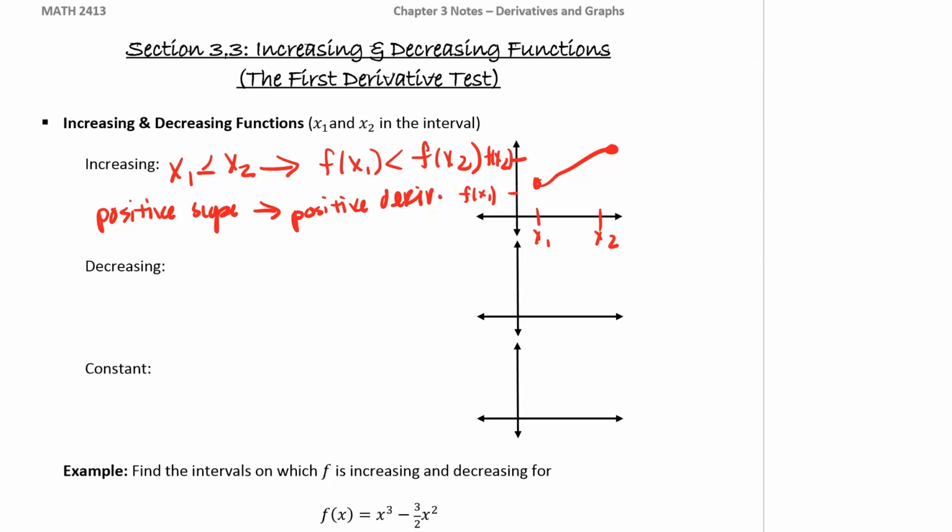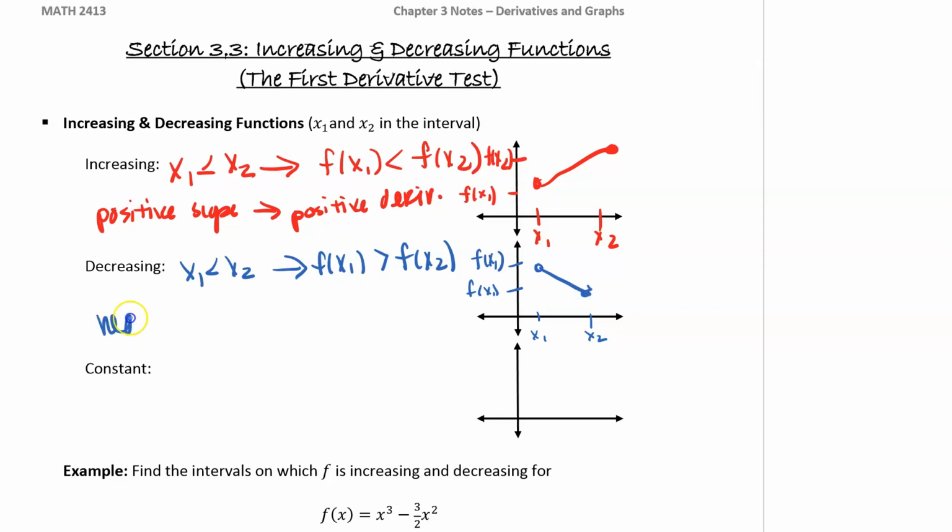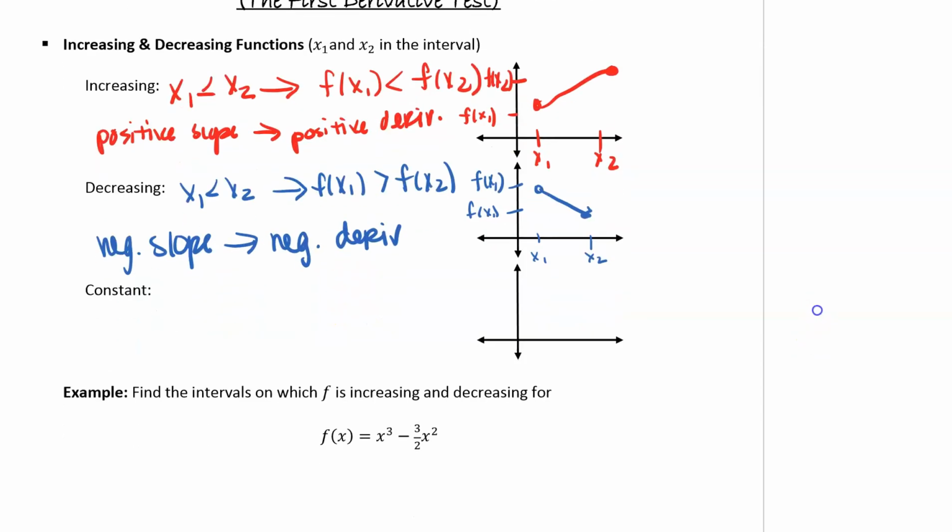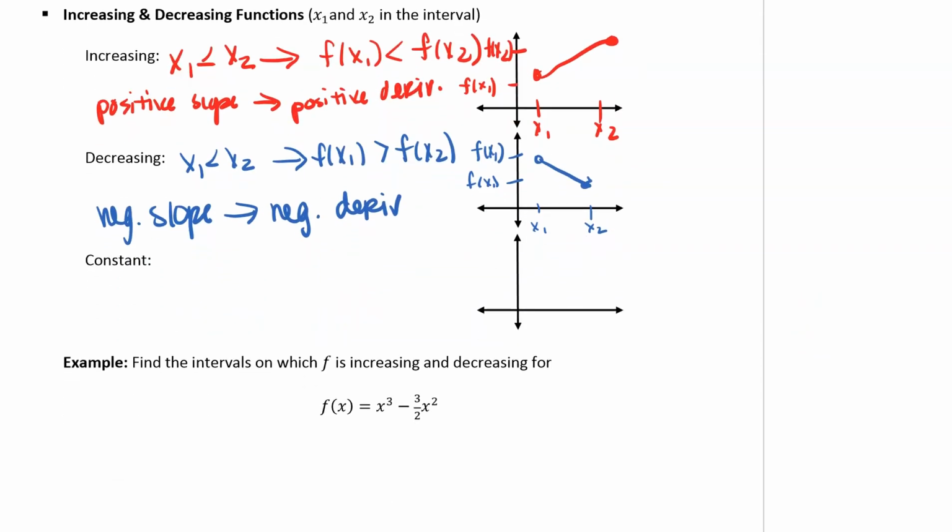Where is a function decreasing? That would be when x1 is less than x2. So as you're reading a graph left to right, your f of x1 is greater than your f of x2. And so here would be x1, here would be x2. And that means, what are our y values doing? They are getting smaller as they move from left to right. And again, in algebra, we know this to mean negative slope just reading the graph, but calculus-wise, this means that your derivative is negative.